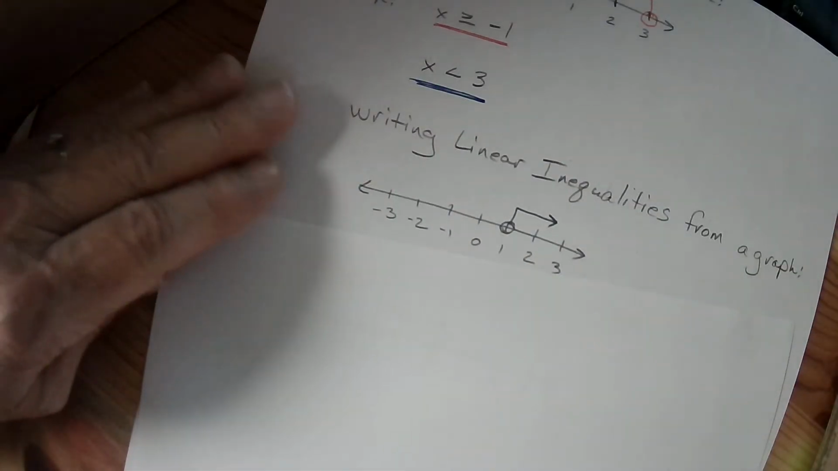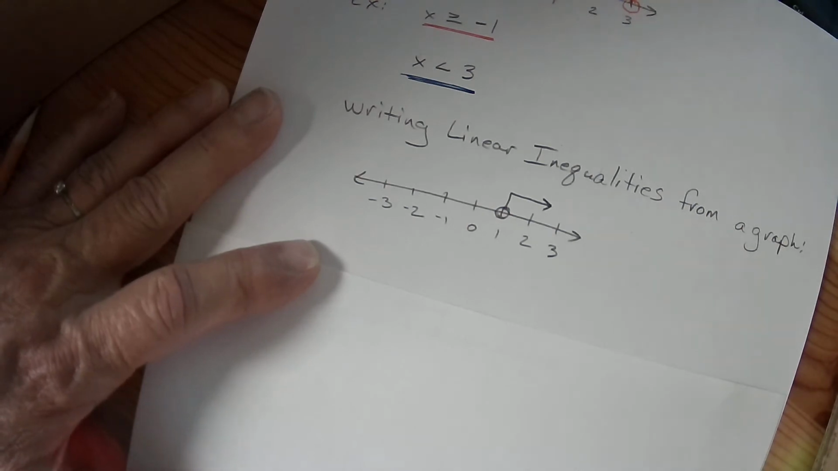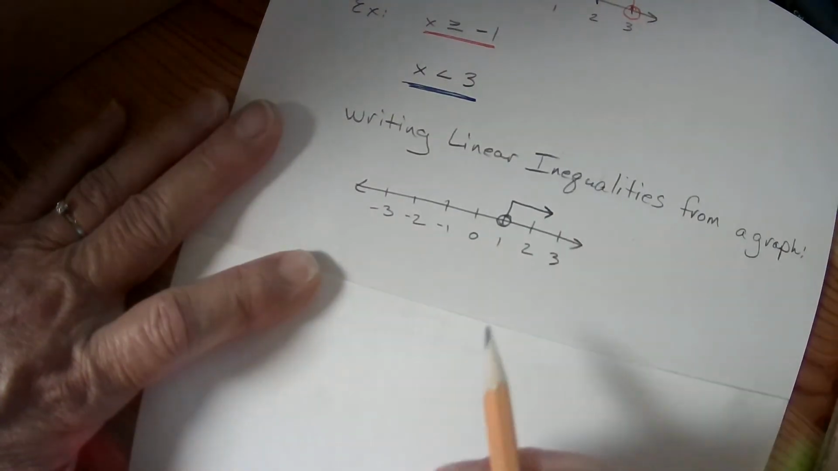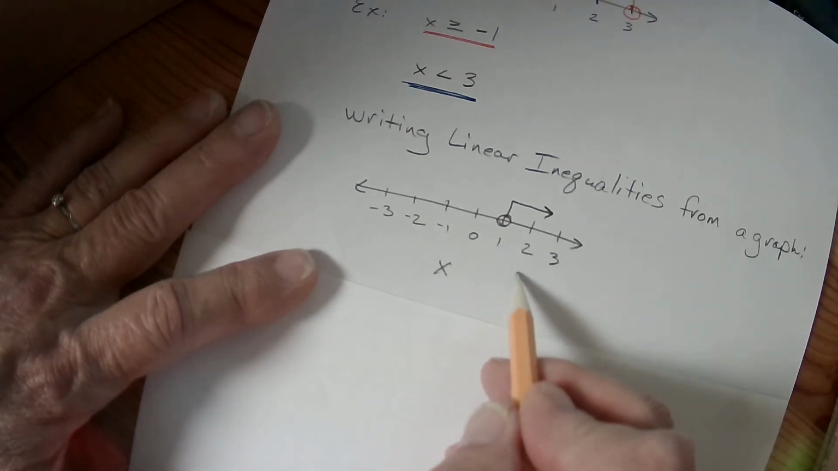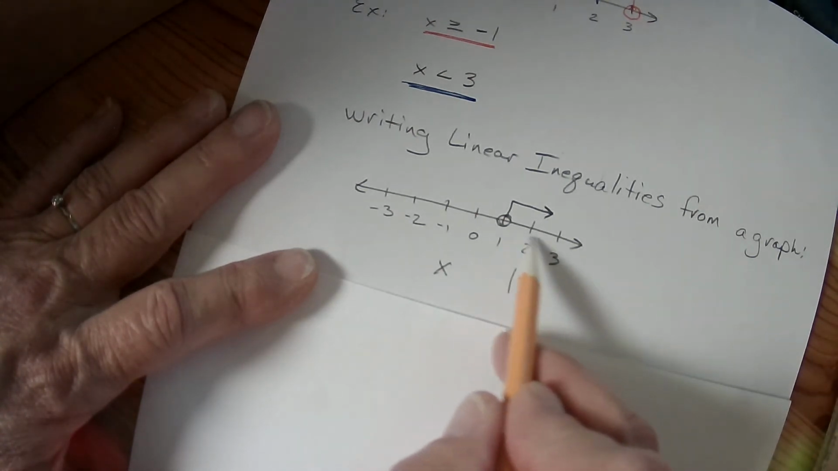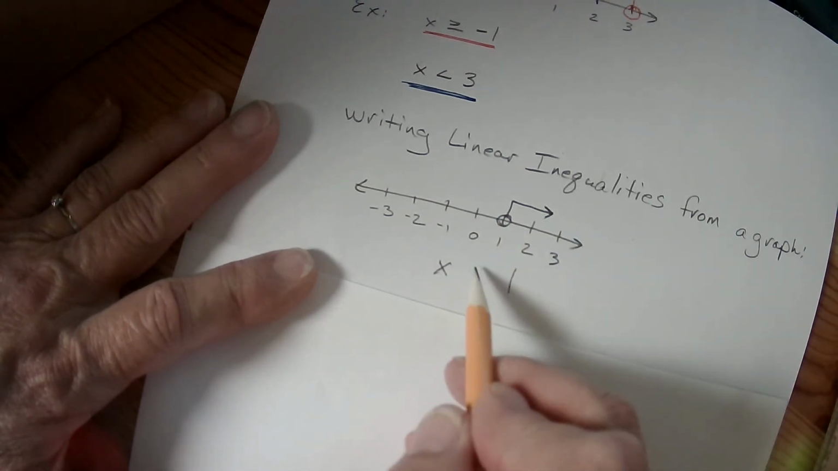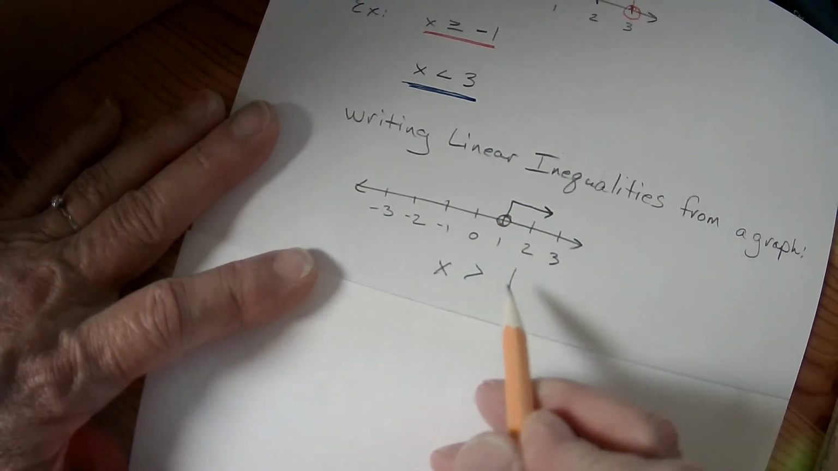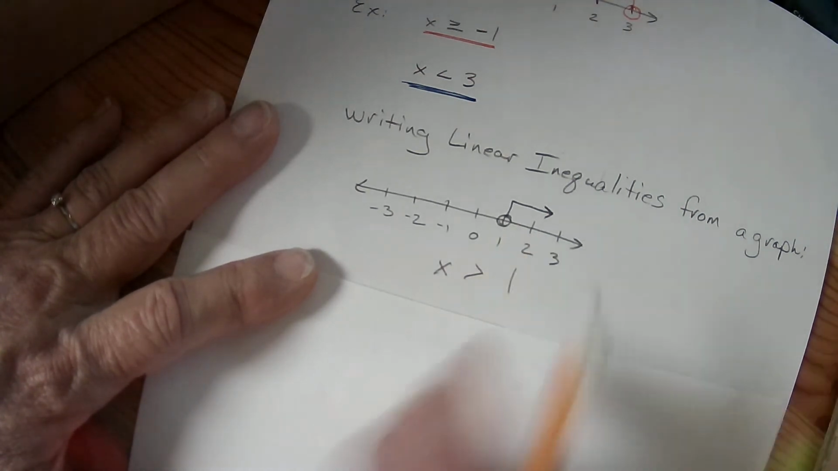And now let's look at writing linear inequalities from a graph. Okay, so I know that I'm going to put x on the left. My target number goes on the right. And the solution is everything to the right of 1. So I know that x has to be greater than 1. And I know it's not or equal to because this is an open circle. It's not filled in.